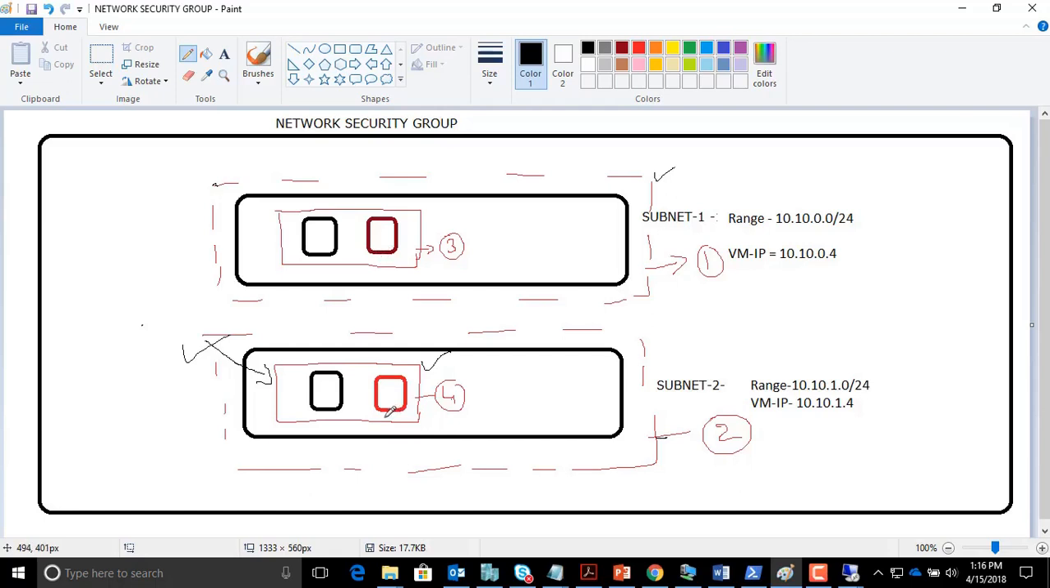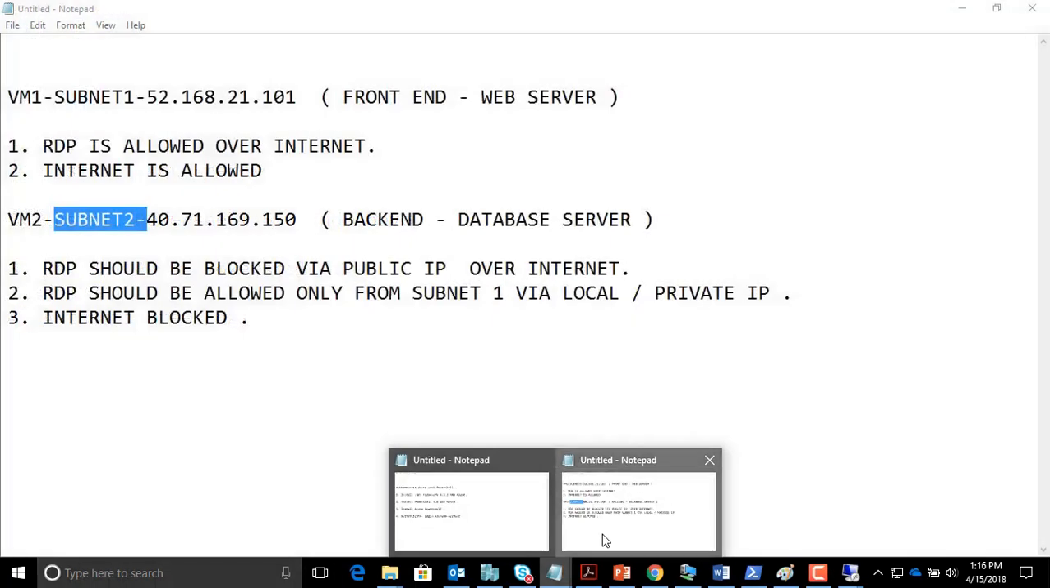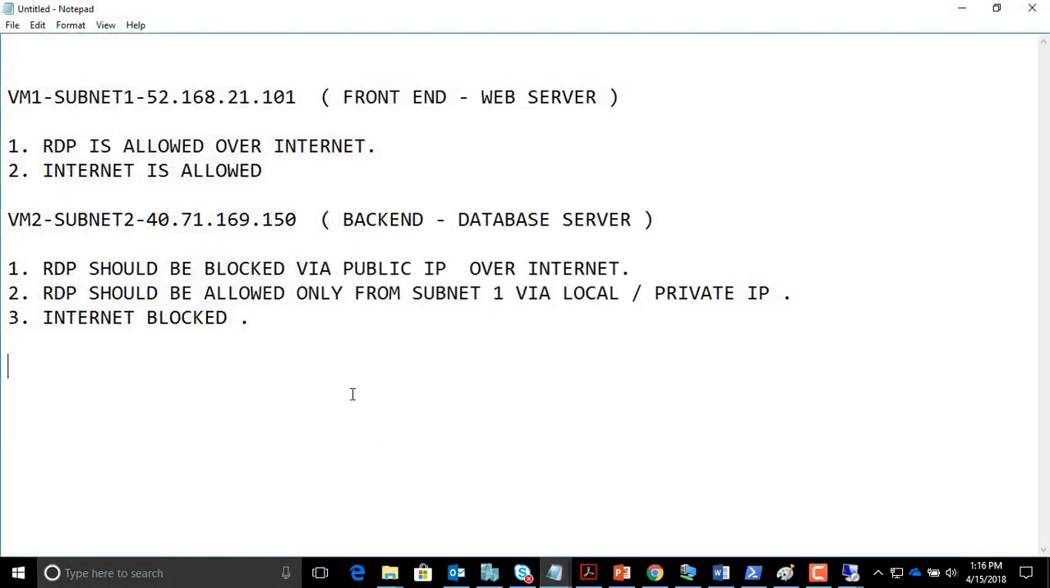And I treat this scenario as a front-end back-end subnet where front-end is my web server and back-end is my database server. And based on the front-end and back-end, I have explained a couple of scenarios where customer demands RDP should be allowed and by default RDP is blocked, and I showed you how to allow RDP. And finally in subnet 2 I blocked internet and I allowed only RDP from subnet 1 to subnet 2 via local IP. So a couple of scenarios I explained.